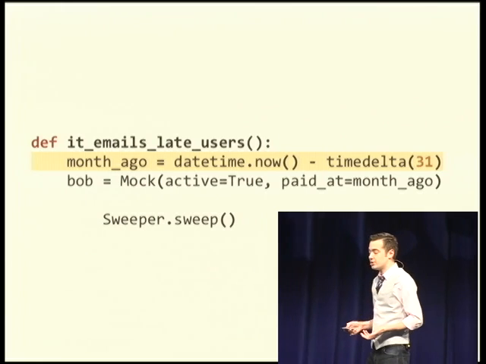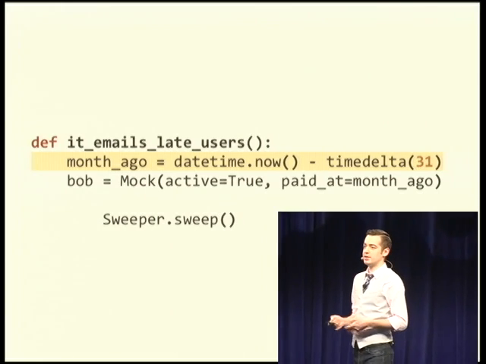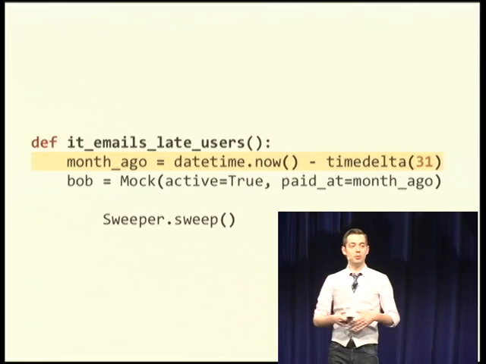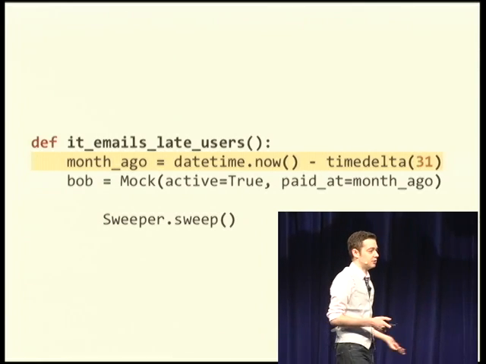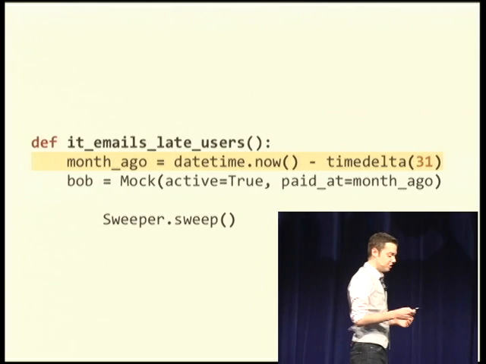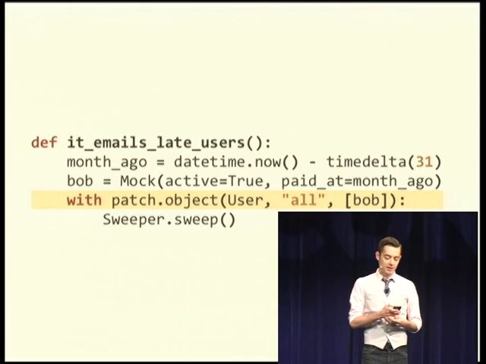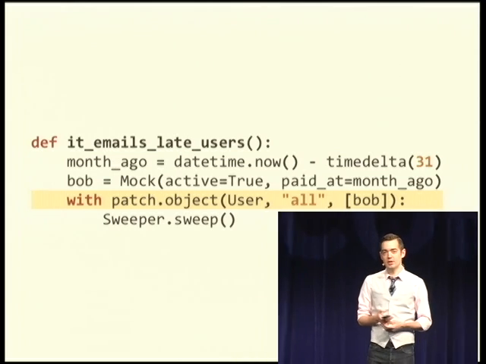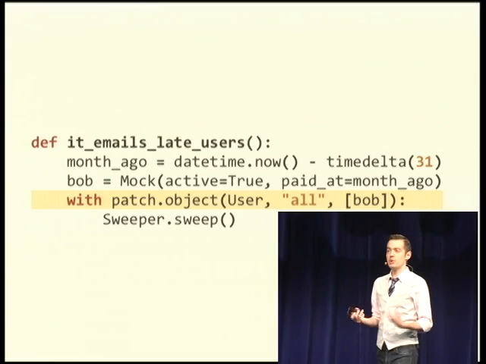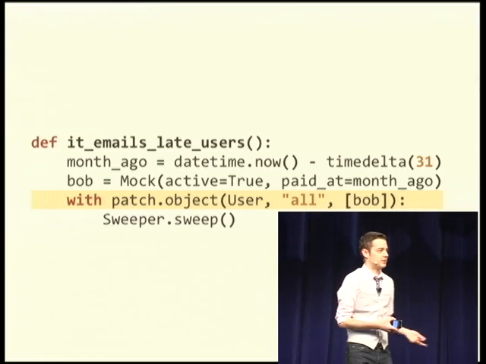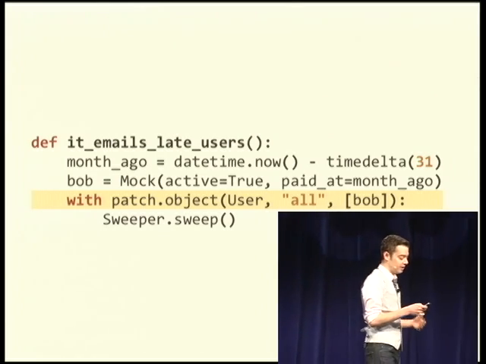If this were an integration test, probably we would save Bob to the database, and then the sweeper would pull him out and do whatever it needed, but we can't do that because we're isolating. So instead, I'm going to mock out with mock.patch the User.all method to return the array of Bob. So the sweeper will see Bob as being the contents of the database, even though there's no database there.